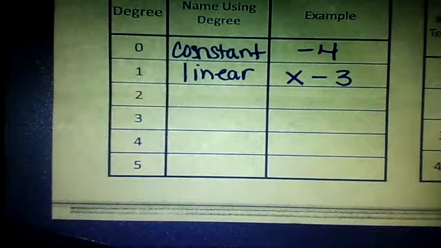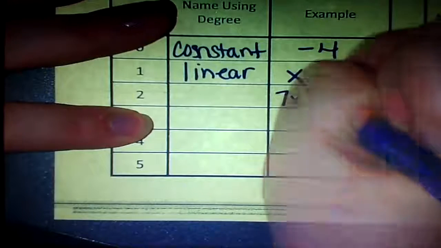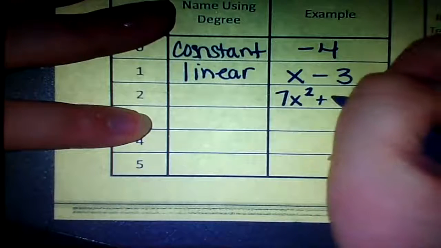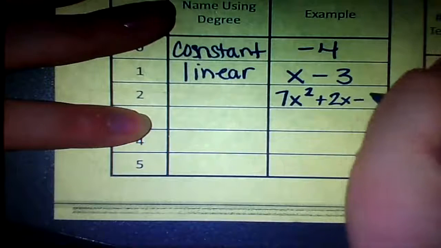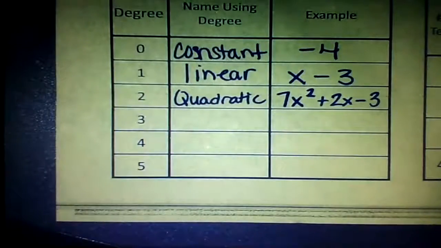Okay. Degree of 2. If I have a degree of 2, my highest exponent should be 2. So something like 7x squared plus 2x minus 3. This is called a quadratic. This is the next unit that we're going to look at. So everything that we're going to look at in this unit is going to have x squared. So now we've upgraded from x, which was your linear, to x squared.